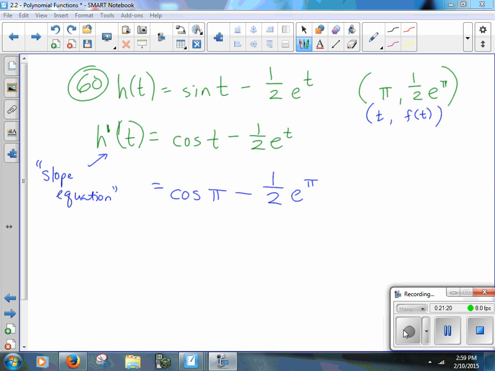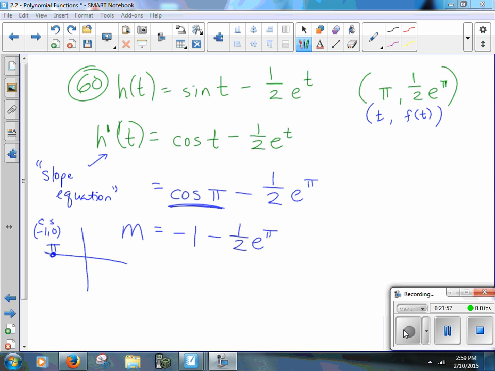All right, now, can you simplify part of that? The cosine of pi. Now, unit circle, where's pi? Up, down, left, right. What's that ordered pair? Negative 1, 0. What do we want, cosine or sine? Cosine, which is negative 1. So now, the slope is negative 1 minus 1/2 e to the pi, and that is the slope at t equals pi. That's your slope.